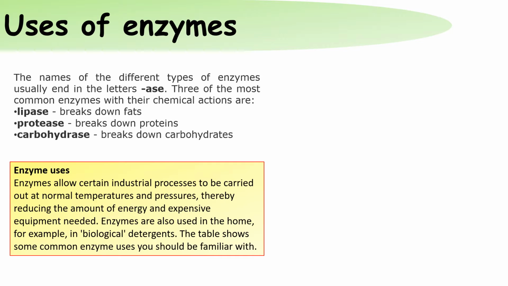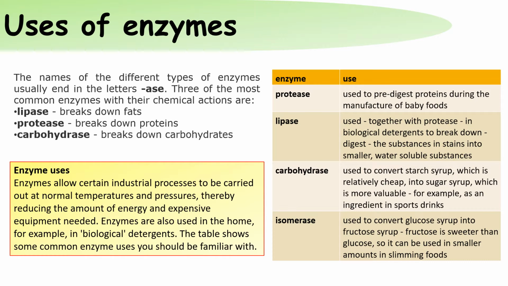Enzymes allow certain industrial processes to be carried out at normal temperatures and pressure, thereby reducing the amount of energy, and therefore the expense needed to carry out the reaction. Enzymes can also be used in the home in biological detergents. Proteases can be used to pre-digest proteins and are used in the manufacture of baby foods. Lipases are used in biological washing detergents as fatty stains can be broken down by them.